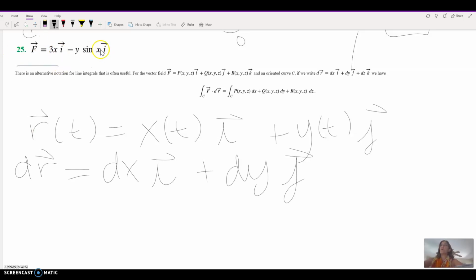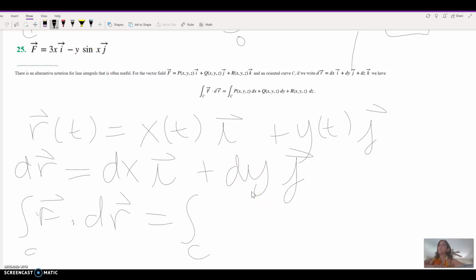I only have a 2-component vector field, so I'm only looking at a 2-component path. So now when I want to do my line integral, which is the vector field dot dr, I don't have to change my vector field to be in terms of t because I'm keeping everything in terms of x and y. So when I do this dot product, I'm going to get 3x times dx plus negative y sine of x times dy. So I would be integrating.